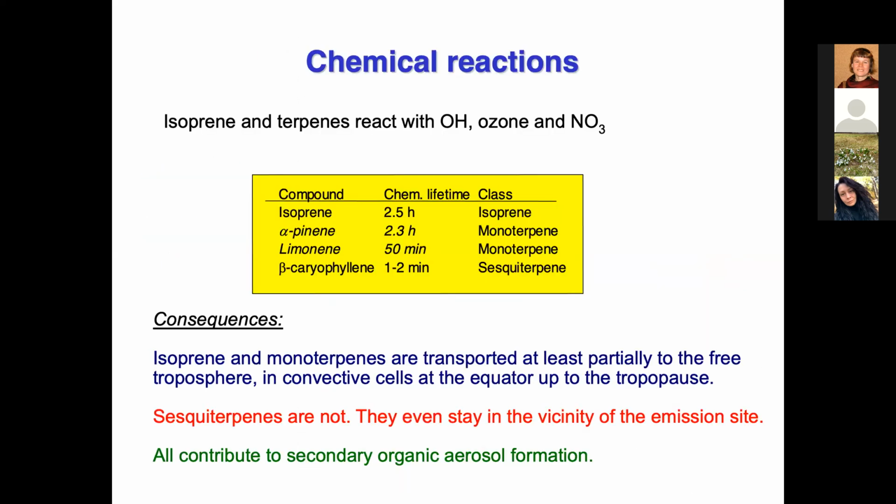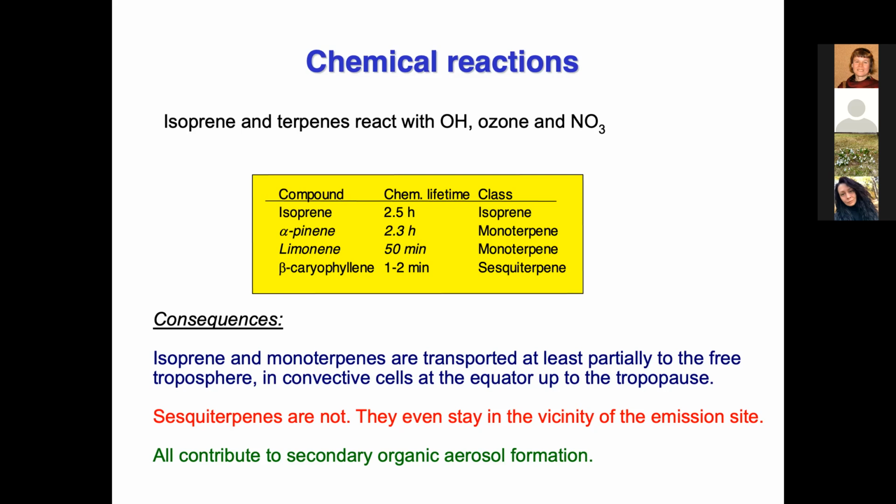The isoprene and terpenes react with OH, ozone, and NO3. And you can here see some of them. For the monoterpenes, alpha-pinene, for example, has a lifetime of about 2 hours. Isoprene about 2.5 hours, and limonene only less than 1 hour because it has 2 double bonds. Ozone can attack on 2 different parts of the molecule, and that's the reason the lifetime is much shorter.